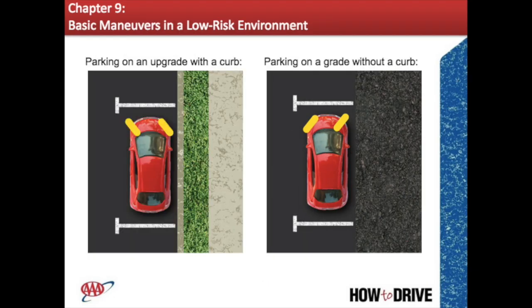Then we have parking on an upgrade with a curb. Position your vehicle parallel to the curb. Moving slowly forward about 3 feet, turn your wheels sharply away from the curb as far as they will go. Then stop. Allow your vehicle to roll backwards slowly until your front curbside tire is resting against the curb.